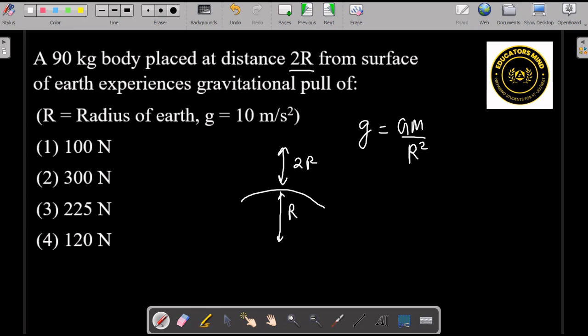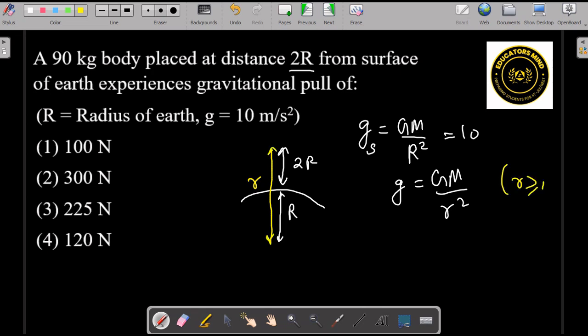So in general, this is at the surface of Earth, which they have given as 10, but in general g is GM by r square, where r is the distance from the center, isn't it? For an outside point, for r greater than or equal to R, we use this formula. So now we can use this here. We are asking the force, so m into g only we have to calculate.